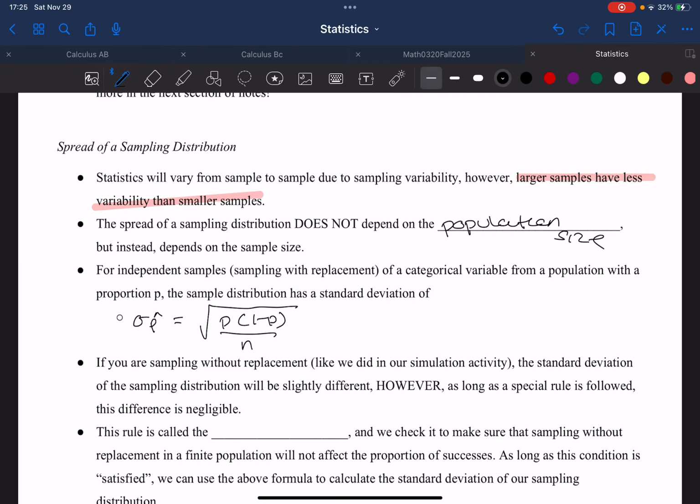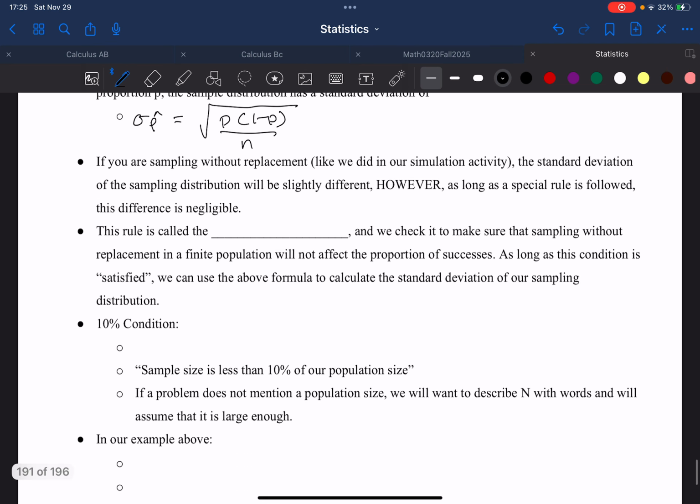If you're sampling without replacement, the standard deviation of the sampling distribution will be slightly different. However, as long as we use a special rule, the difference doesn't matter. That rule is called the 10% condition. As long as this condition is satisfied, we can use the above formula to calculate the standard deviation of our sampling distribution. The 10% condition is n is less than or equal to 0.10 times N, or in other words, the sample size is less than 10% of the population size.